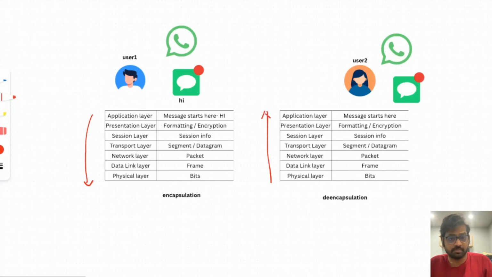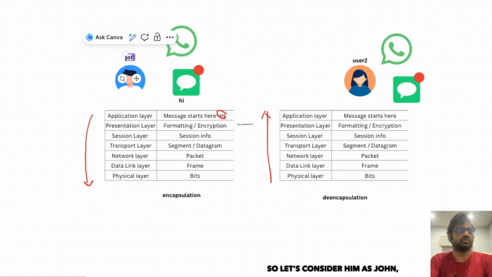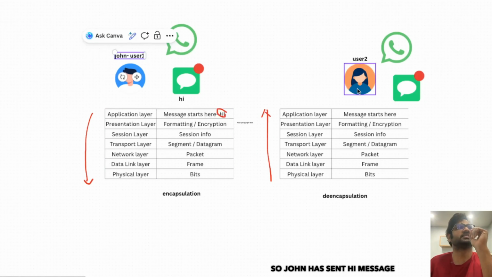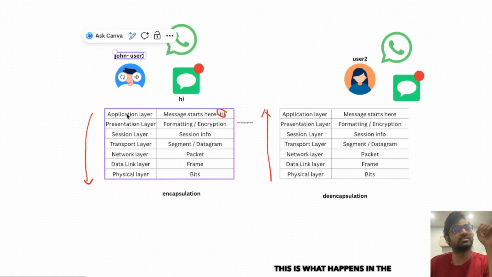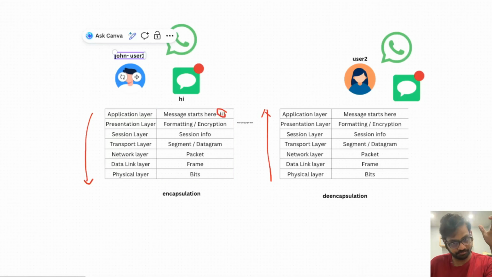Now let's consider the WhatsApp example scenario. Here the message starts, so you have the "hi" message. Let's consider user one as John. John has sent a "hi" message to user 2, and this is what happens in the application layer. Basically the application layer takes your message and prepares it for sending. It adds details like which app is sending the data and where it should go.